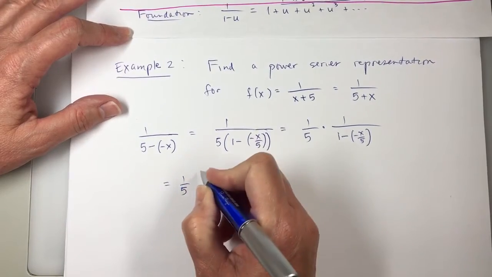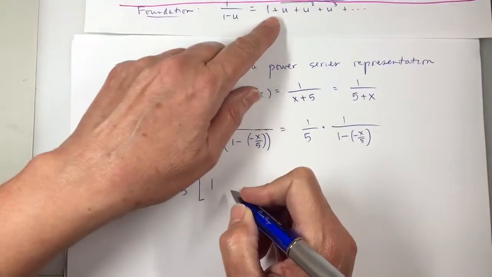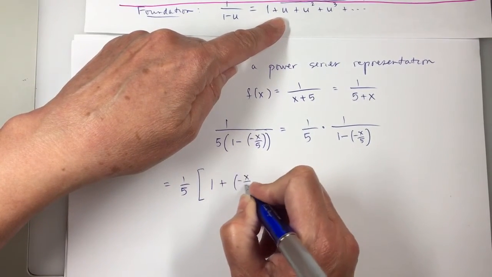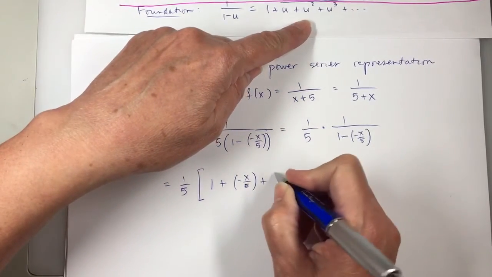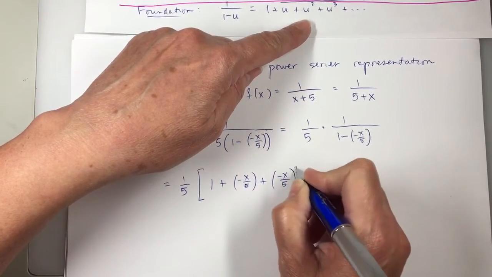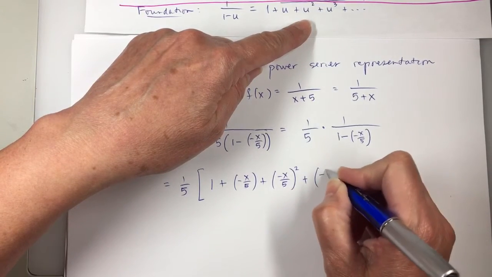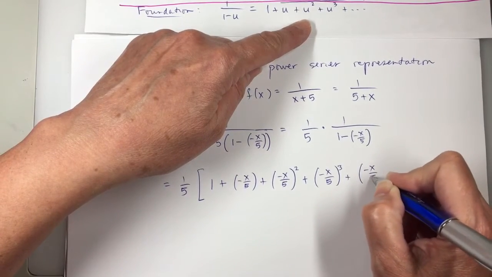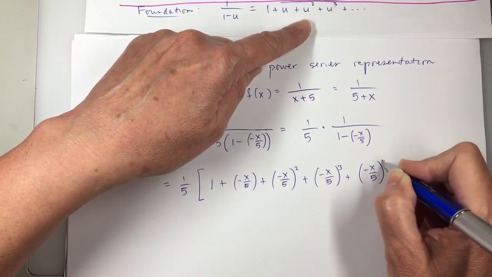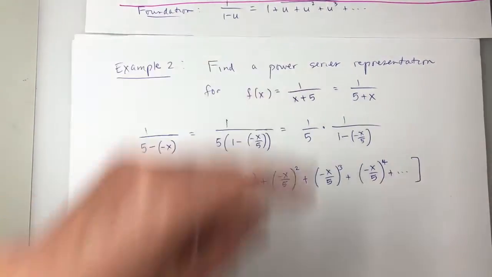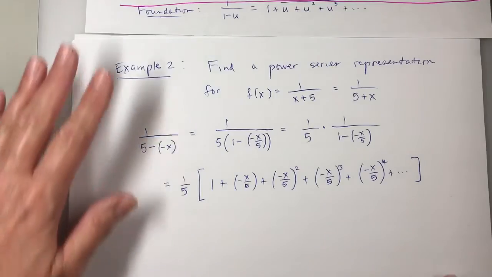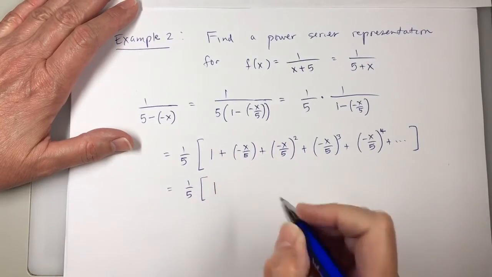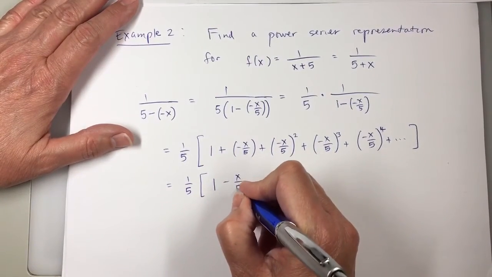So I'm going to end up with this. The 1/5 I factored out. 1 plus u, so that's 1 plus negative x over 5, plus u squared, so negative x over 5 squared, plus u cubed, negative x over 5 cubed, plus u to the 4th, negative x over 5 to the 4th, plus dot dot dot, there you go. And this would be 1/5 times 1 minus x over 5.